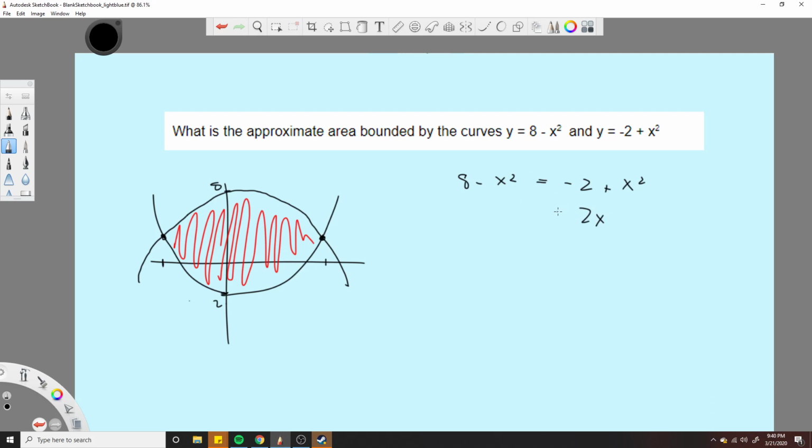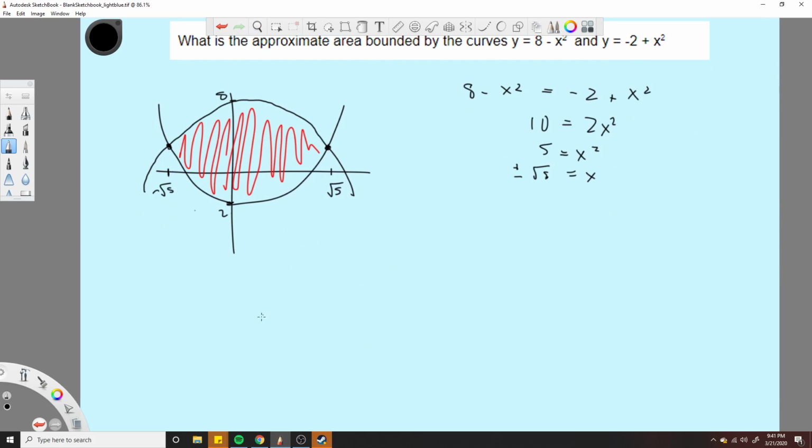So 2x squared equals 10. X squared equals 5. And x would equal plus or minus root 5. So now you know that these points are at root 5 and negative root 5. So now you would do the integration from negative root 5 to root 5 of the top equation minus the bottom.